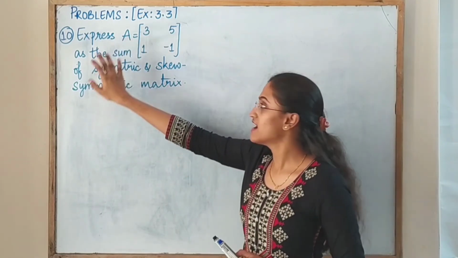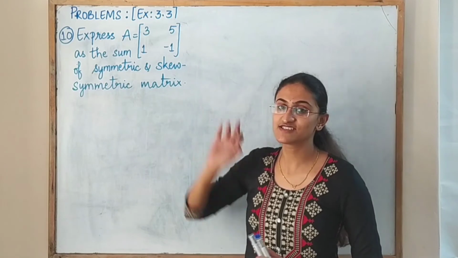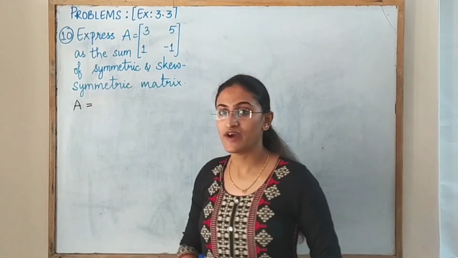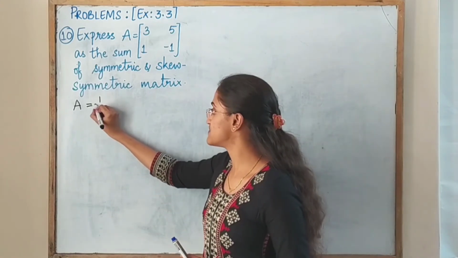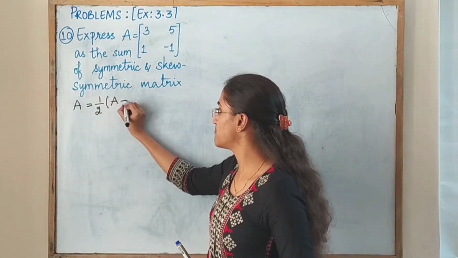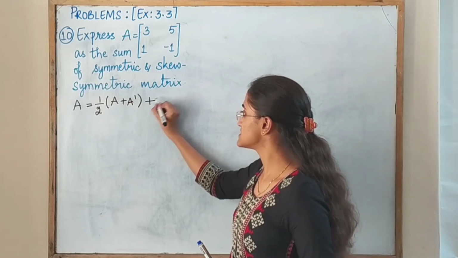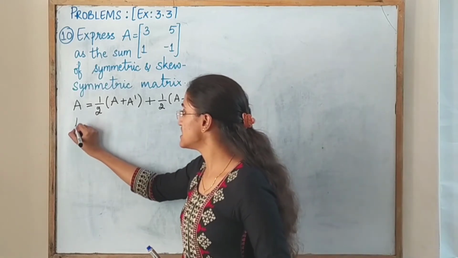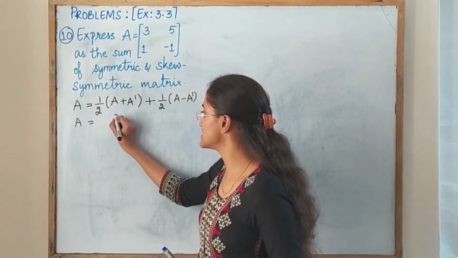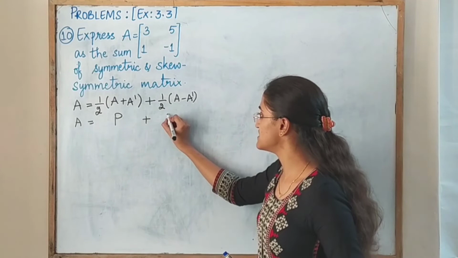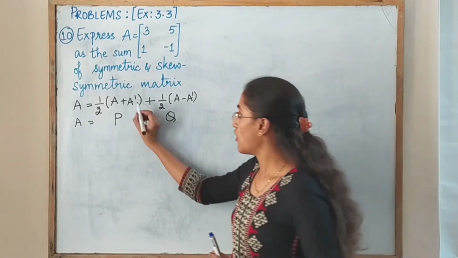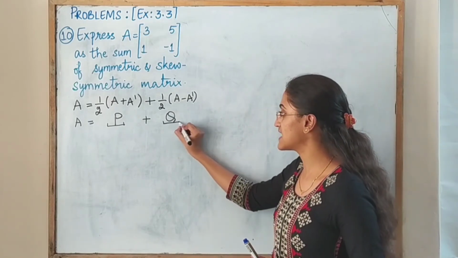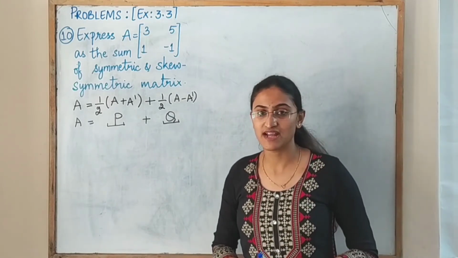Express the matrix A as the sum of symmetric and skew symmetric matrix. We have already learned that any square matrix A can be expressed as half into (A plus A') plus half into (A minus A'). We shall now consider the first element as P and the second element as Q. Always remember, the first should be a symmetric matrix, and the second term will be the skew symmetric matrix.